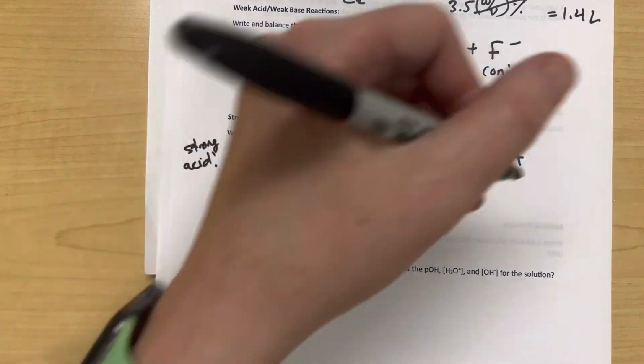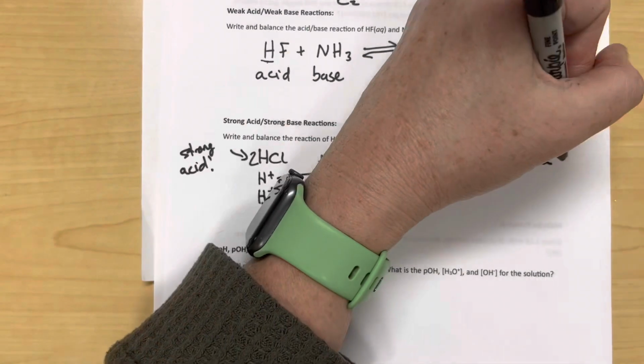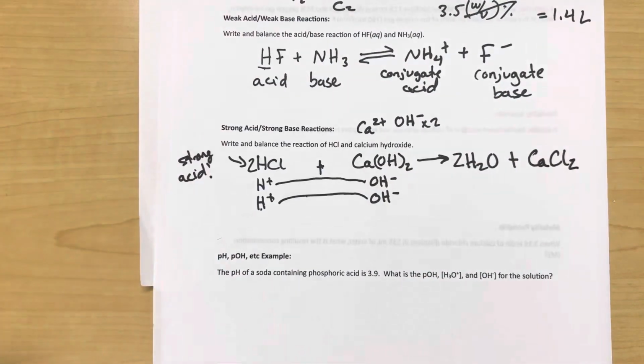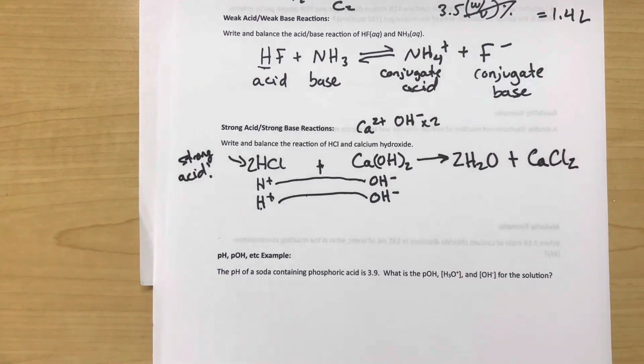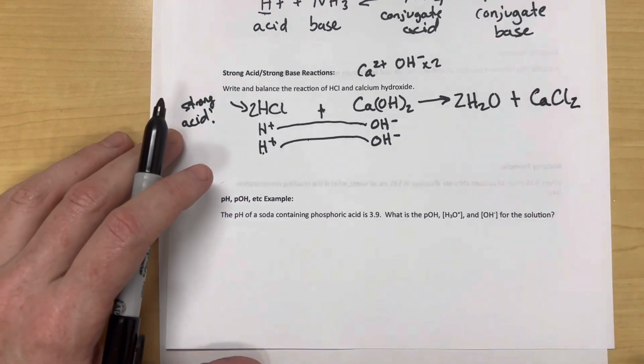The only thing we didn't use up was a calcium and 2 chlorides. And how convenient is that? Because calcium chloride is CaCl2. Woohoo!